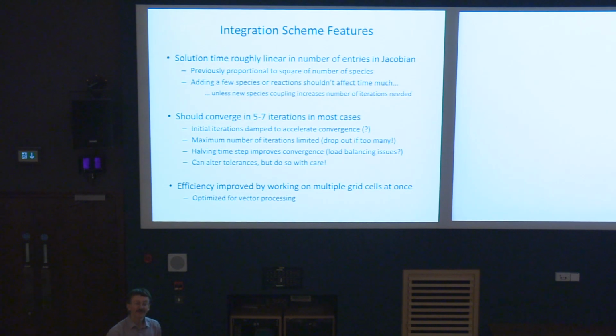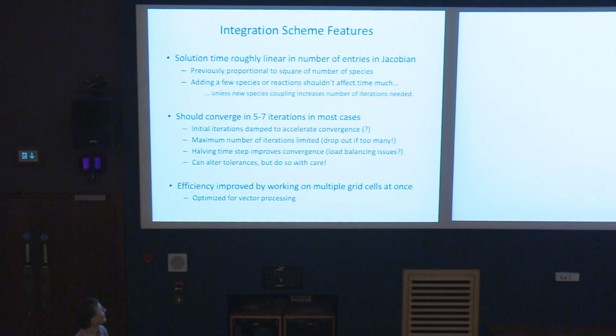So a few characteristics of this scheme. The solution time is roughly linear in the number of entries in the Jacobian. Generally, if you add an extra reaction, very often you might be adding one extra term in the Jacobian. That means the model won't slow down very much at all. Many schemes are proportional to the square of the number of species. So if you double the size of the chemistry, double the number of species involved, you might be making the chemistry 4 times slower. That's not the case for this particular integration scheme.